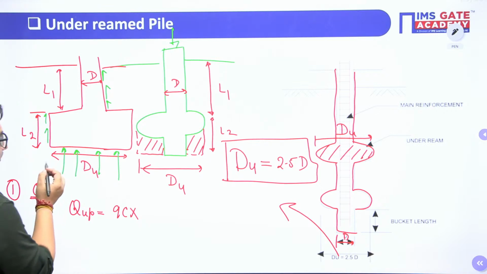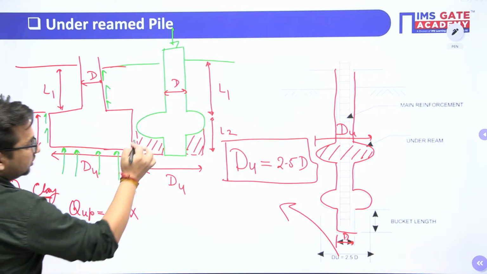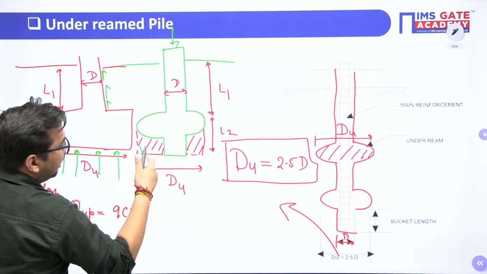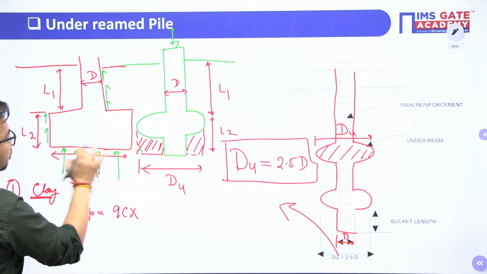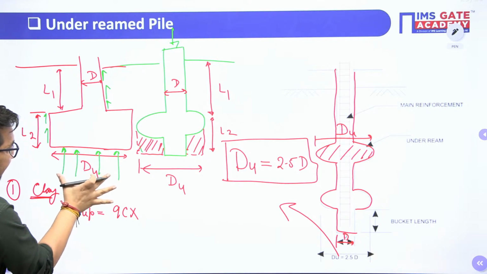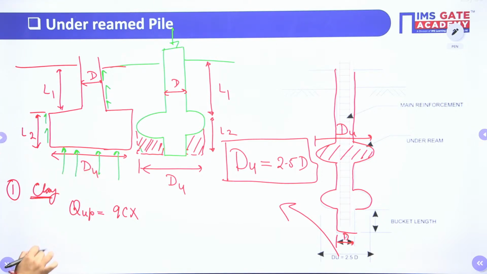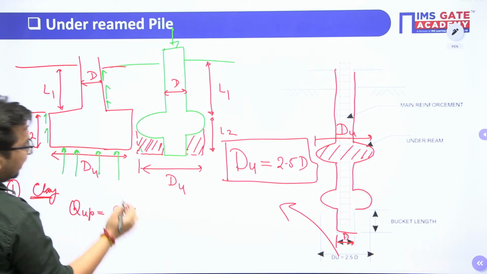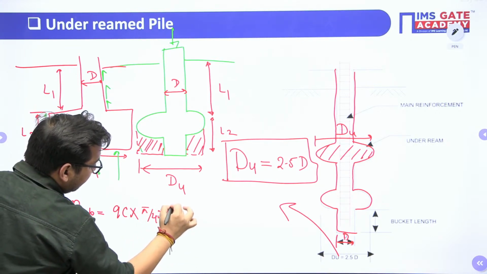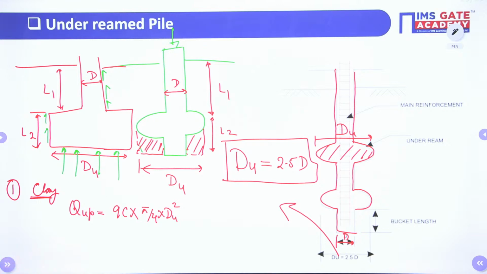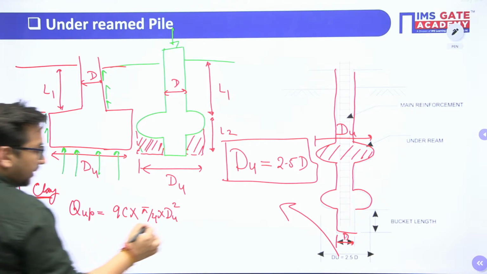Now the area at base, as this soil is also acting as a part of pile, it means now you have to assume that this is the particular dimension of pile. So now the base of pile is du. Clear? So let's suppose this is a circular pile. So area will be what? Pi by 4 into du square, right?